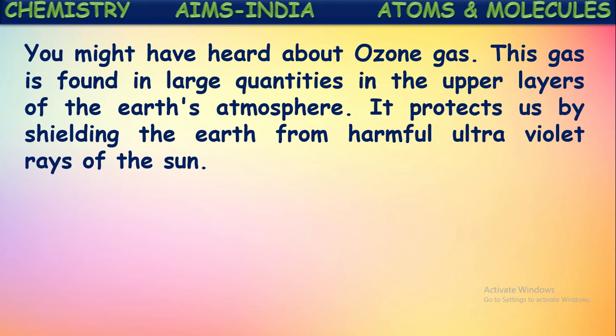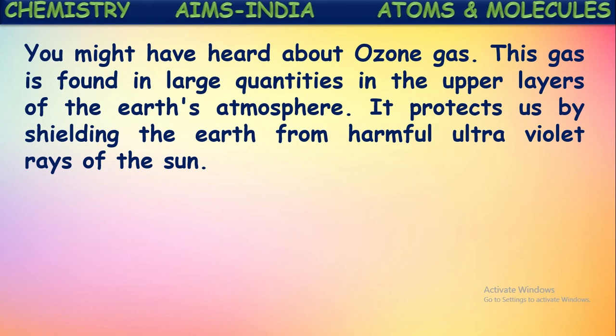We might have heard about ozone gas. Did you hear about ozone gas? Yes, this gas is found in large quantities in the upper layers of the Earth's atmosphere. There are different layers in the atmosphere. The first layer where we are living with a number of gases is the troposphere. Next to this, there is the stratosphere. Totally, there are five layers. Out of them, the second one from the Earth is the stratosphere. In this stratosphere, this ozone gas is present.